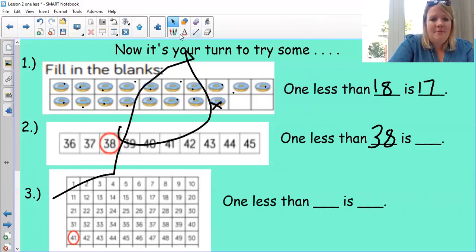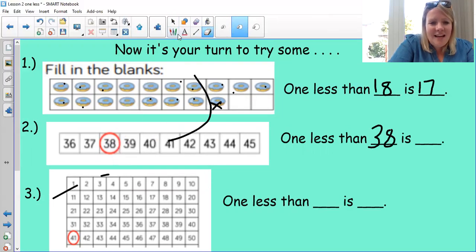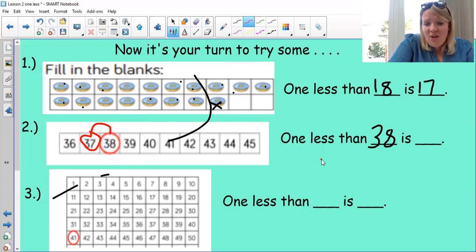Oh, okay, a bit funny. Sorry, everybody. 1 less... Let's get it right there. 1 less than 38, because my answer gets smaller, is 37. Brilliant job if you got that right. 37. Okay. And actually, we'll go back and look at those as number sentences in just a minute.